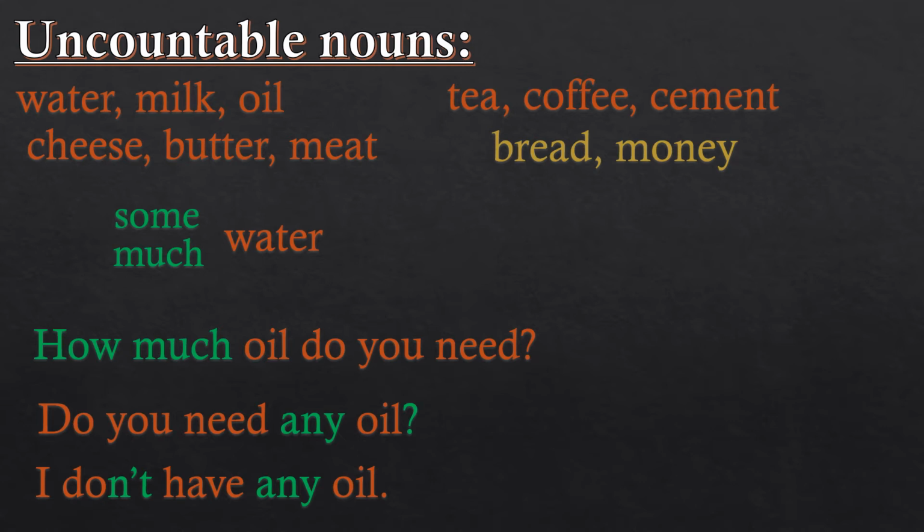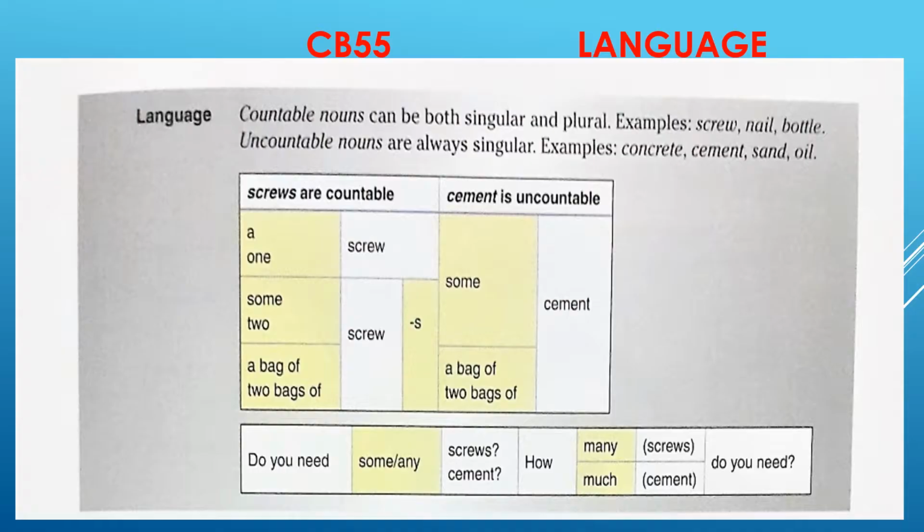In the next slide, we will see other words that we can use with both of them. This exercise is in your course book. Countable nouns can be both singular and plural. Examples: screw, nail, bottle. Uncountable nouns are always singular. They have no plural form. Examples: concrete, cement, sand, and oil.